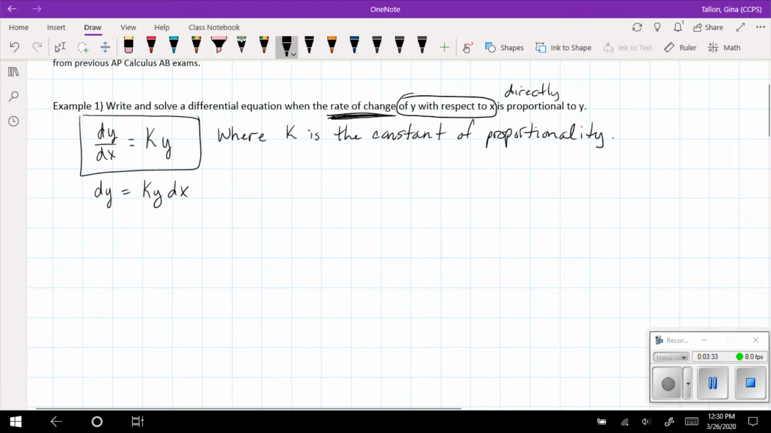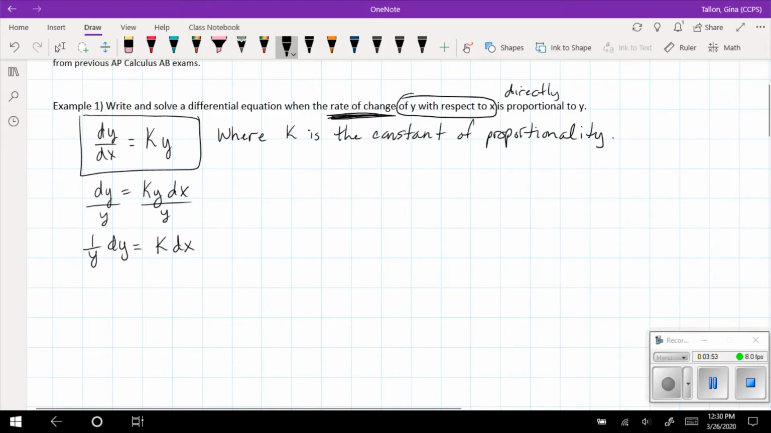dx. And now I got the x variable out of the left-hand side of the equation, so my next step here would be to get the y variable out of the right-hand side of the equation. So I need to divide both sides of this equation by y. This is going to yield 1 over y dy is equal to k dx.